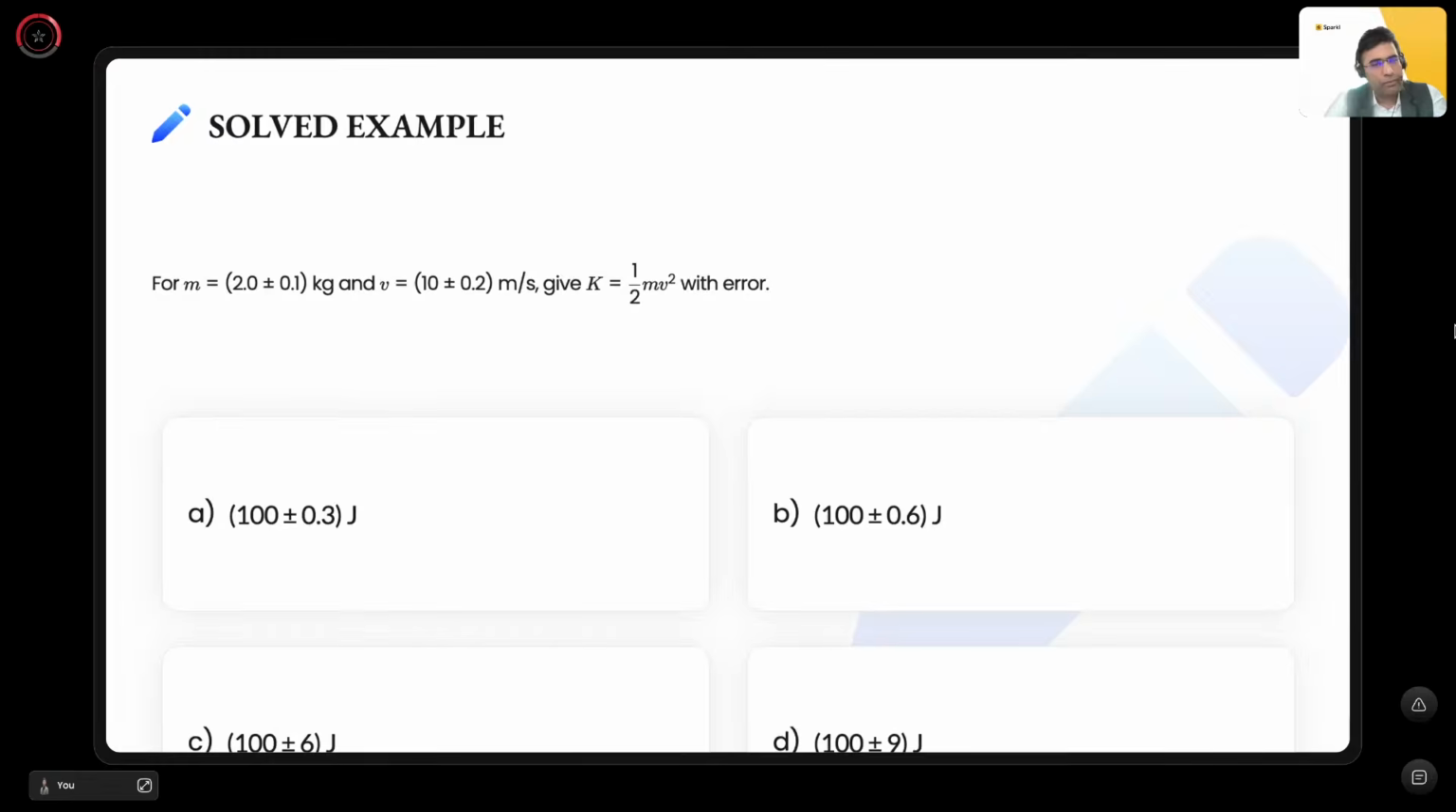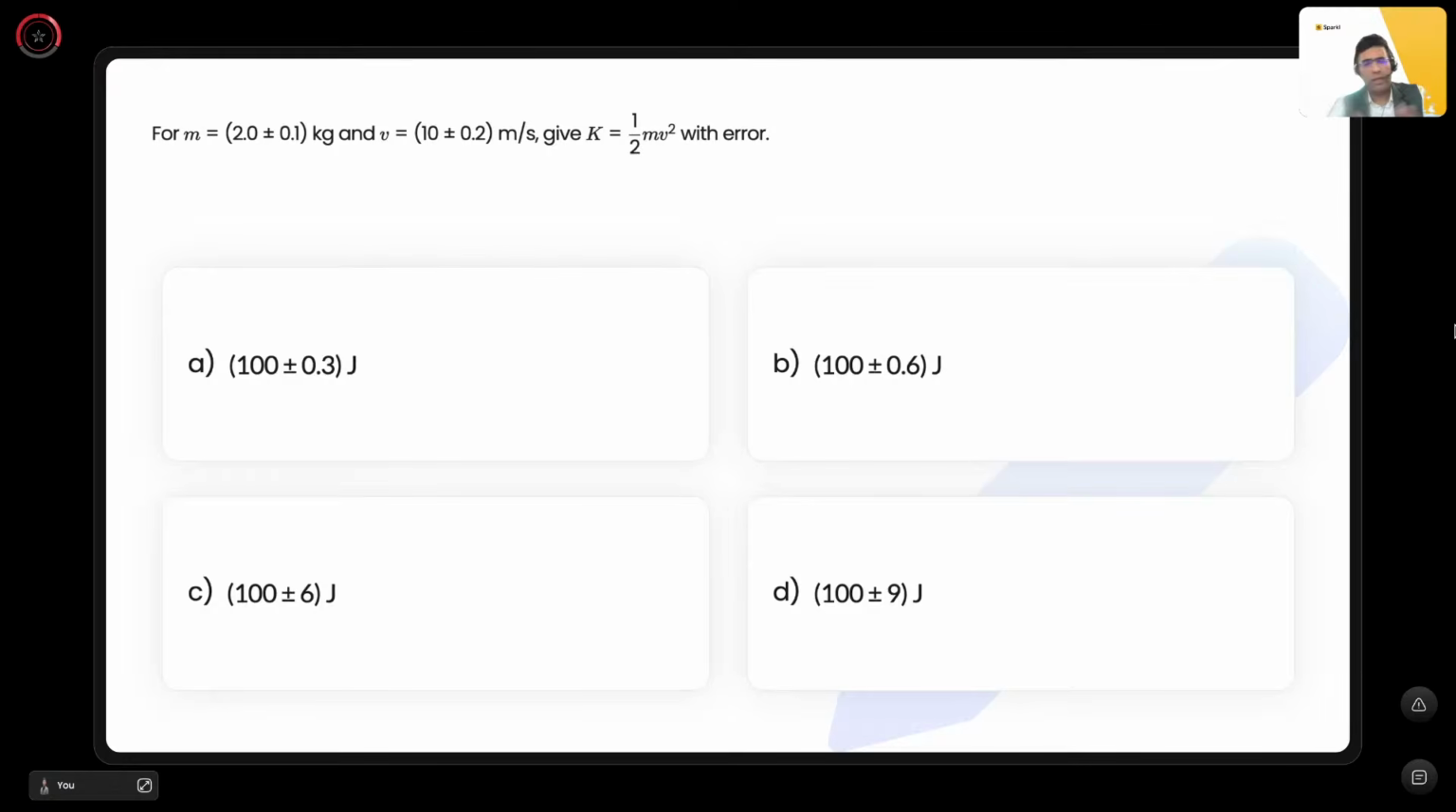क्वेश्चन ऑन एरर हमेशा पूछते हैं. Every time they ask this question. So a mass is given as 2 plus minus 0.1 kg and v is given as 10 plus minus 0.2. Kinetic energy with error is. So kinetic energy का पहले तो वैल्यू निकाल लेते हैं. तो half into m is 2 and v is 10 का square, so it will be 100 joules. All right, this will be the value of K.